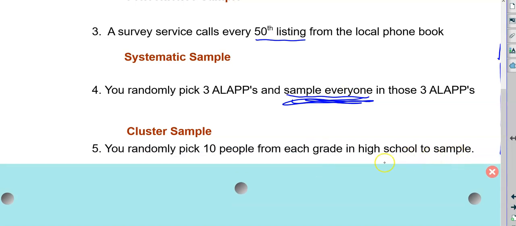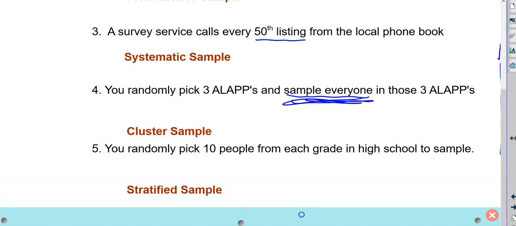Now you stratified, right? You broke them into groups first. So here, the group is the thing you're studying. Here, you're breaking into groups and then taking a simple random sample within each group. So that would be stratified.